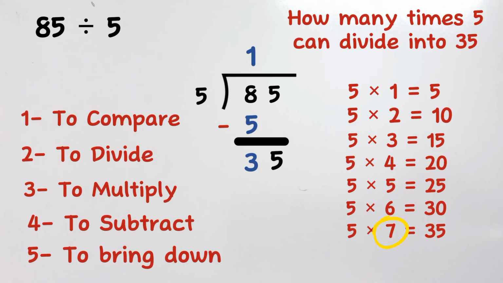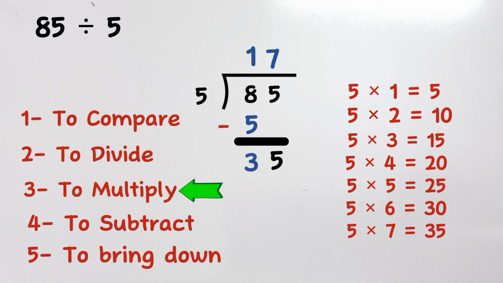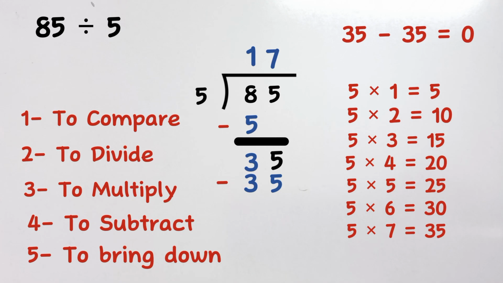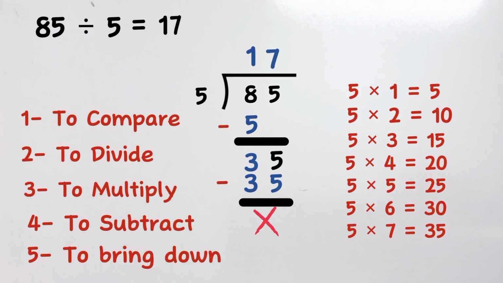We write 7 at the top above the digit 5, and in the next step we multiply. 5 times 7 is 35. We write 35 under 35, and in the next step we subtract. 35 minus 35 is 0, and there is no remainder. So 85 divided by 5 is 17.